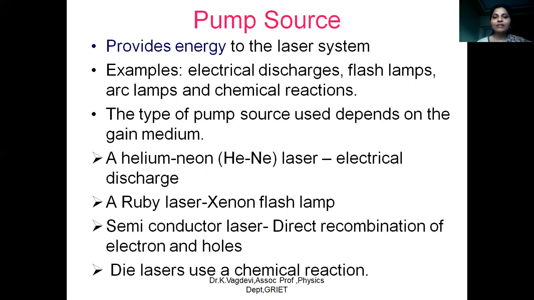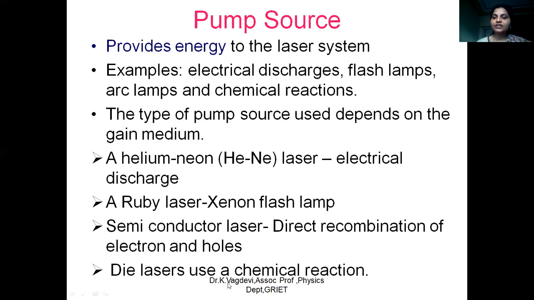In the helium neon laser, as discussed, electrical discharge is used. We use a radio frequency oscillator. In the ruby laser, we are using a xenon flash lamp helically wound over the rod. And in the semiconductor laser, direct recombination of electrons and holes.